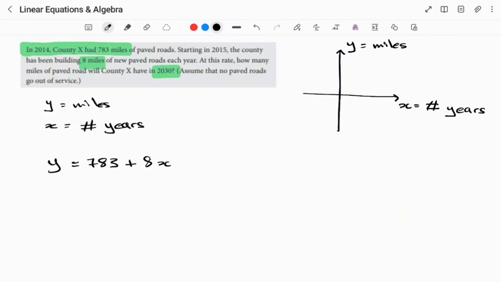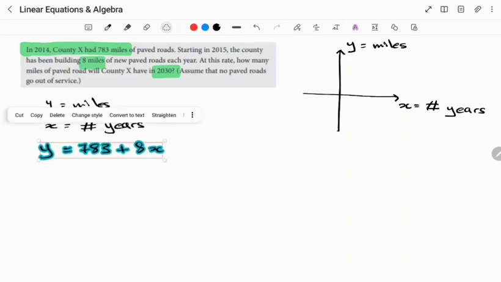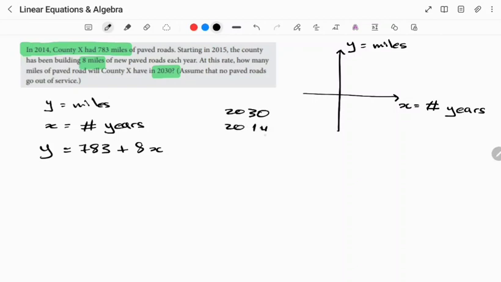Now, the question asks us, how many miles of road will County X have in 2030? So first we need to figure out how many number of years 2030 is from 2014. So 2030 minus 2014 is going to give us 16 years.